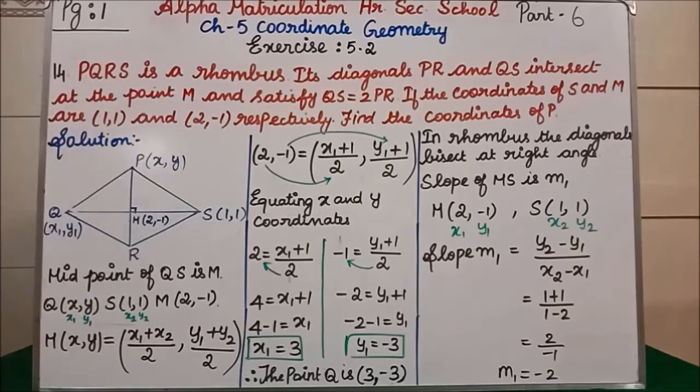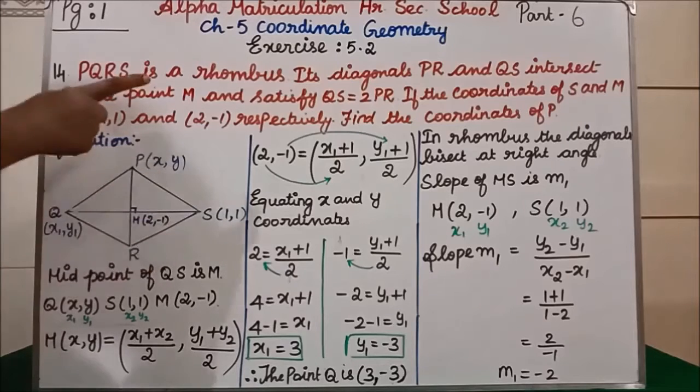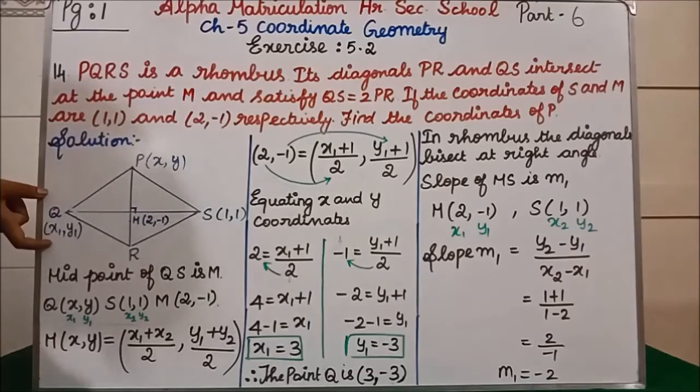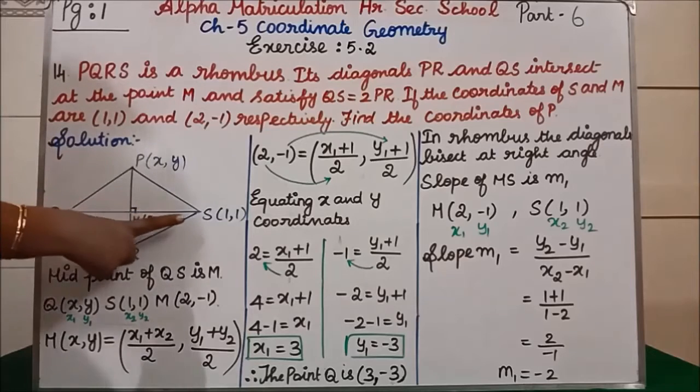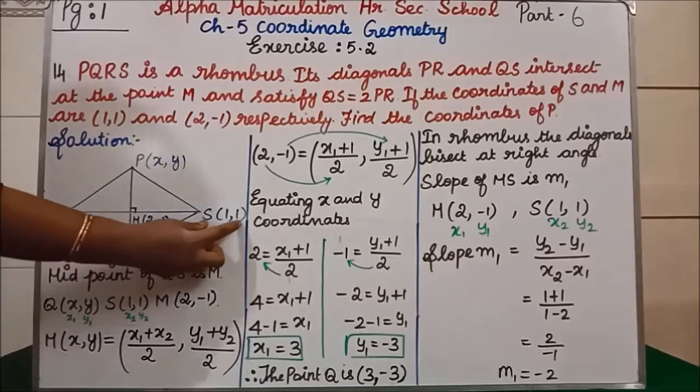Clear? Shall we start the solution now? So listen carefully along with me, it will be easy for you. First, what we are taking is the midpoint of QS. Why are we taking this first? Because we don't know the value of Q. So to find the value of Q, we are finding the midpoint of QS, which is M, they have given. So the Q point, what? We don't know, we will take x, y. S point is what?